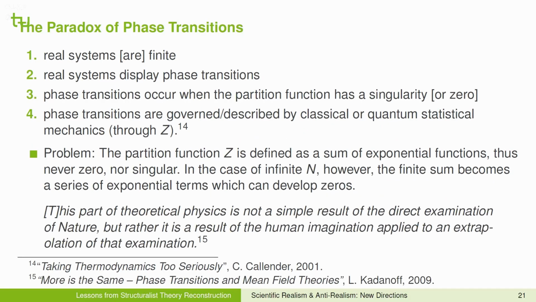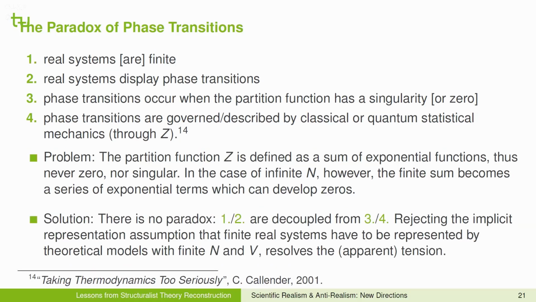One solution would then be to say premise 2 is wrong. So there are no real phase transitions, or phase transitions in real systems. These are simply a theoretical concept which does not apply, only in idealized systems. That is the reason why it might be the case that they are not real. That's, however, not my solution.